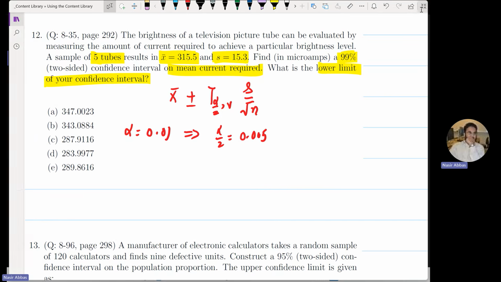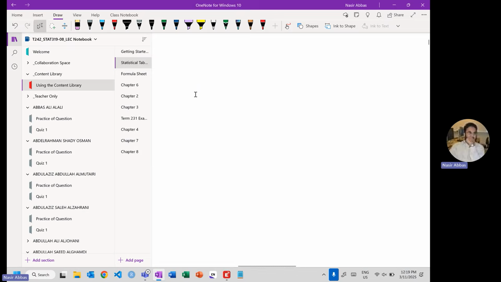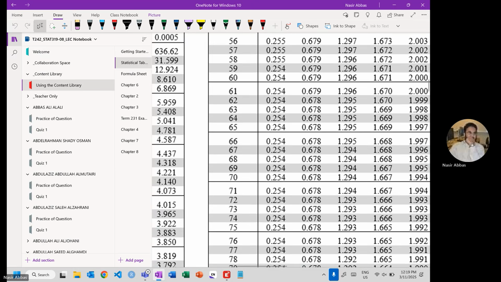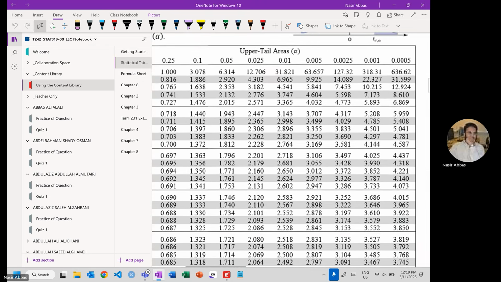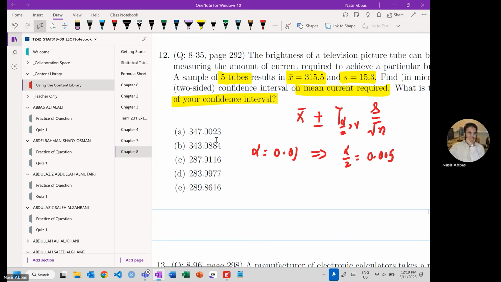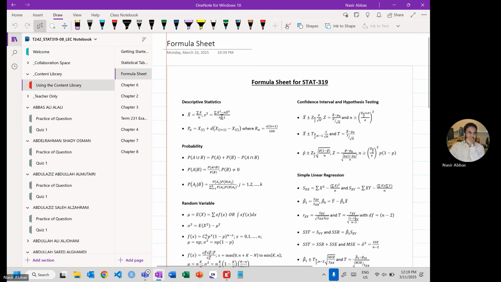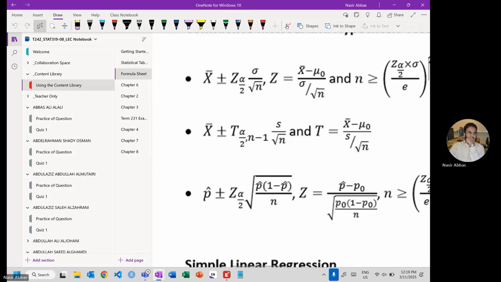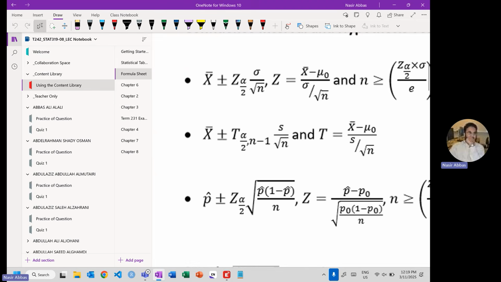Let's go to the T table. What was the degree of freedom? You need V. What is V? Let me show you how it is given in the formula sheet. It is given like this. X bar plus minus T alpha by 2, and V is given to you as N minus 1, right? So your N minus 1 in this question is what? 4. So you will look for 4 degrees of freedom.